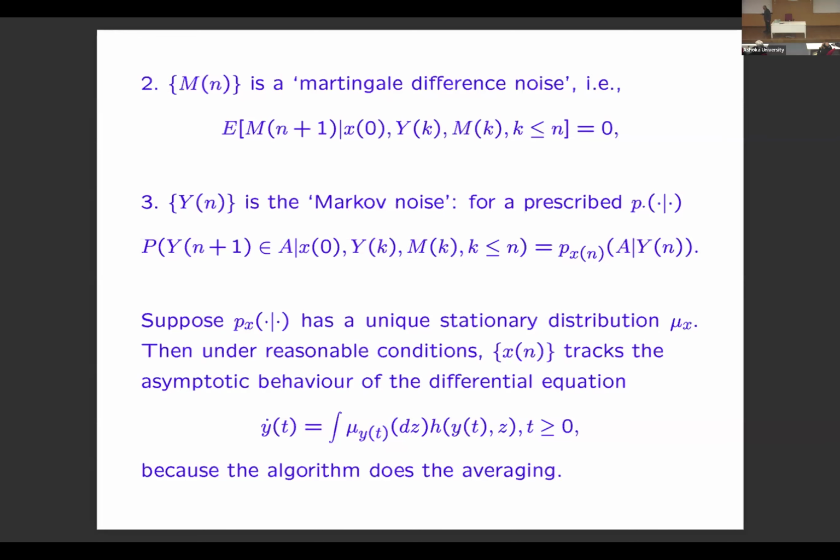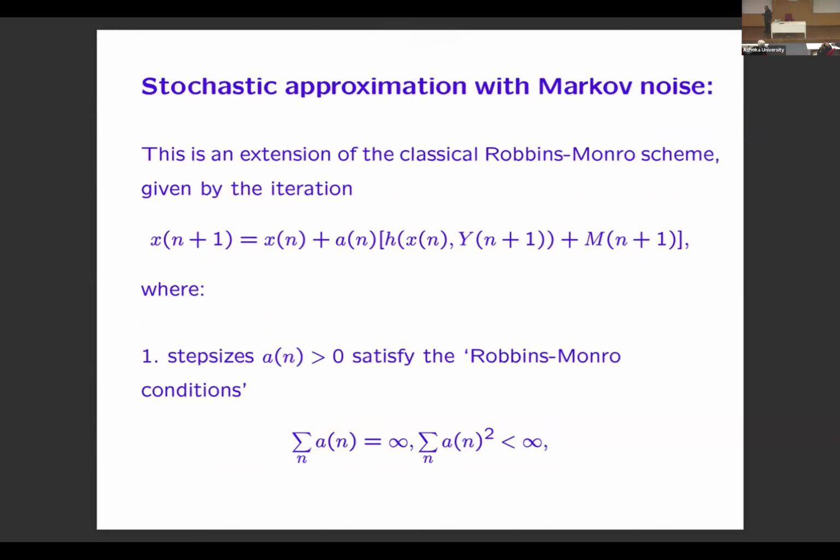So let me backtrack a bit. In the original Robbins-Monro, Yn+1 was not there. So just Xn, h(xn). Their problem was to find a zero of h, to solve the nonlinear equation h(x) equal to 0, given noisy observations of h(x). So you have a black box which, given input x, spits out h(x) plus noise. And then they came up with this recursion: Xn+1 is Xn plus an times h(xn) plus Mn+1. They showed convergence of Xn to a zero of h in probability.